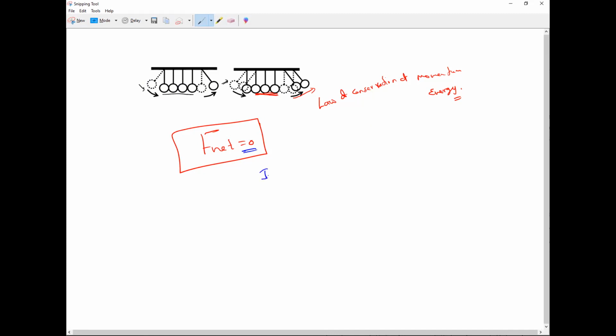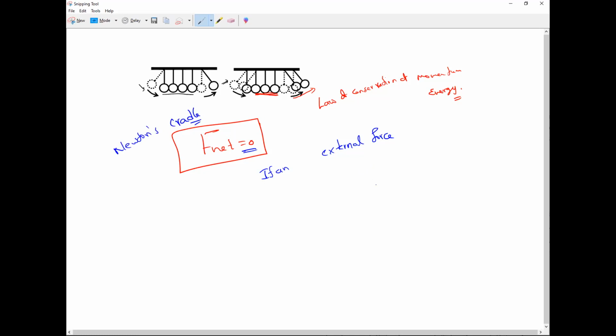Write it. If an external force... what is this name? Newton's balls; we have many names. We can simply call it Newton's cradle.